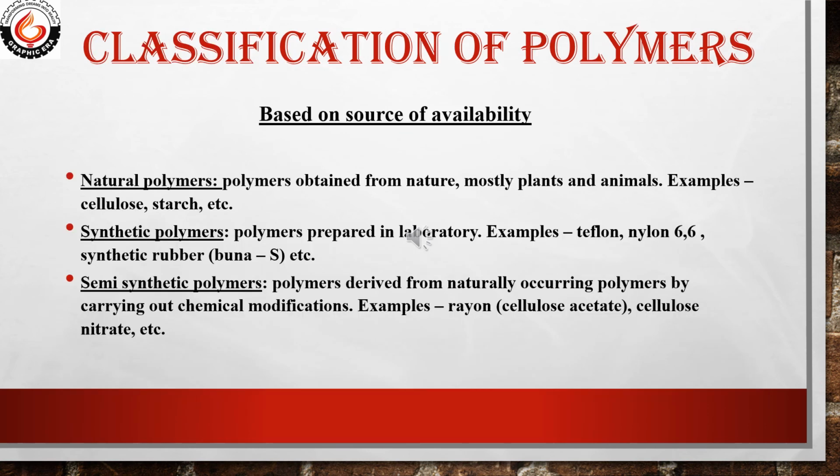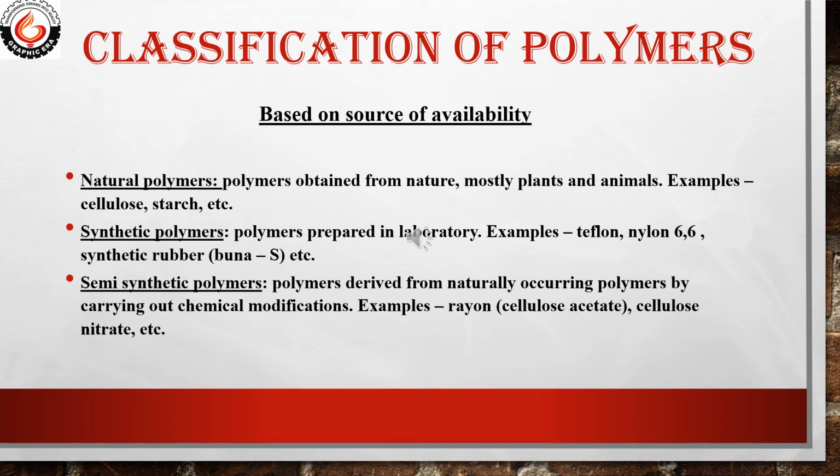Classification of the polymers. Polymers can be classified on different bases. Like polymers can be classified on the basis of source, on the basis of structure, on the basis of polymerization method, or on the basis of molecular forces. First, we will discuss the classification on the basis of the source of availability. On the basis of source, the polymers can be divided into three types: natural polymer, synthetic polymer, and semi-synthetic polymer.